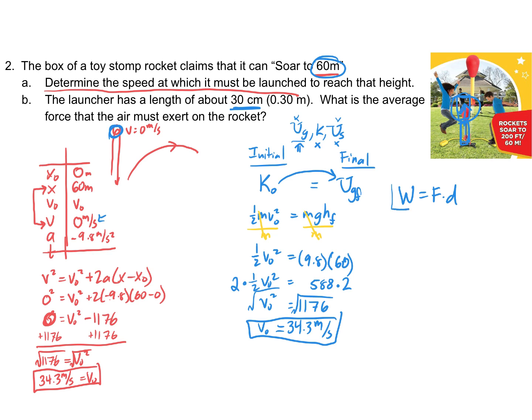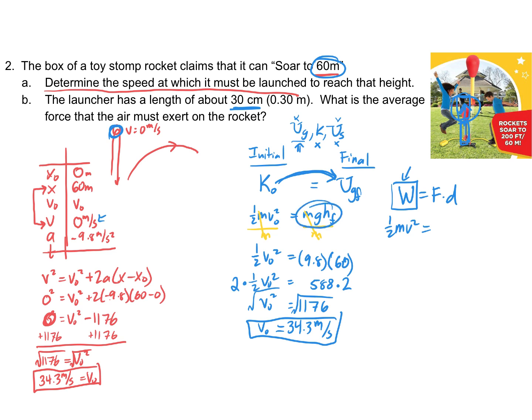Now, work is the amount of energy that's added. It's the change in energy. So at the beginning, it had 0 kinetic energy. And once it's launched, it has kinetic energy. So I can actually calculate how much energy the launcher gave it, just by doing 1/2 mv squared. Alternatively, you could say, well, I know that that's the same as the final gravitational potential energy, so I could just do mgh.